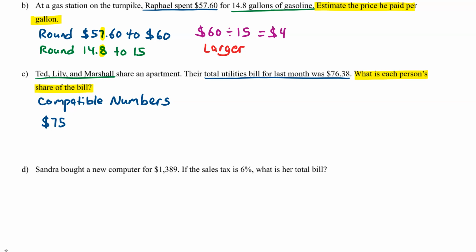And if our goal is to figure out each person's share of the bill, we're taking the $75, dividing it by the 3 individuals, and we're going to get $25. Now, in this case, since we rounded down and we chose a compatible number that's smaller, this amount is going to be smaller than the actual amount.